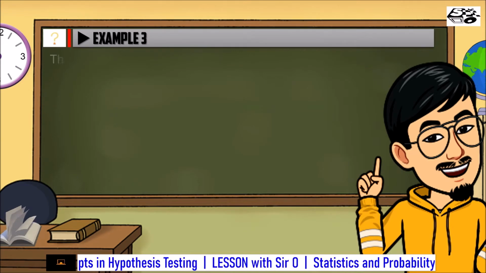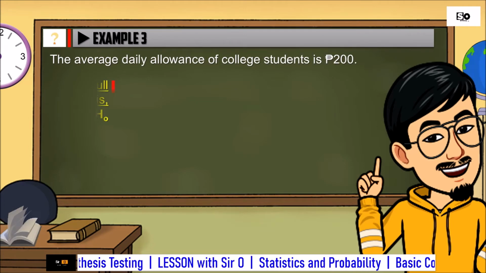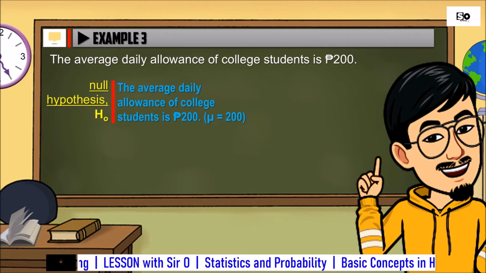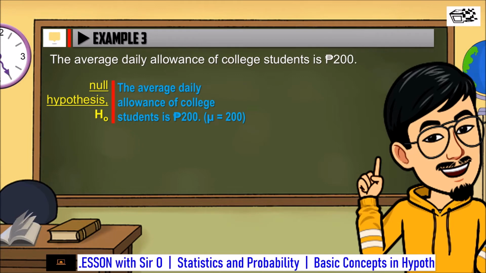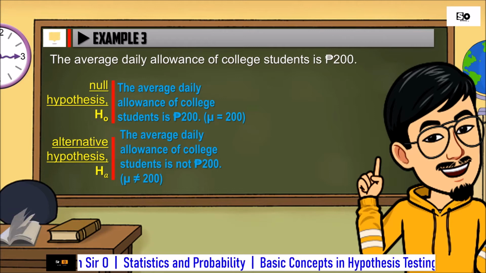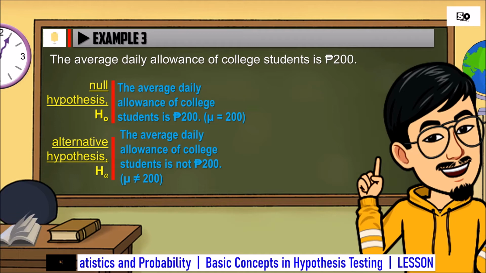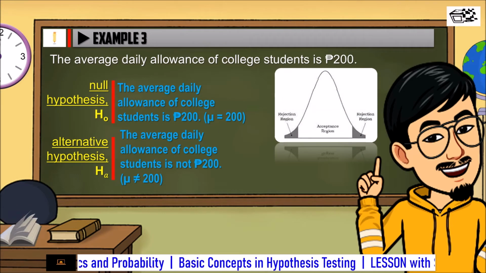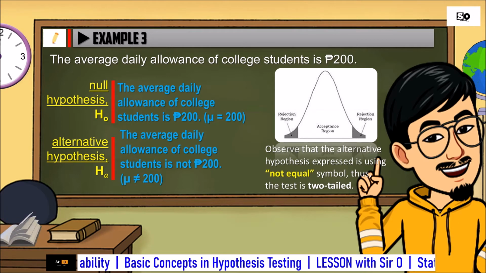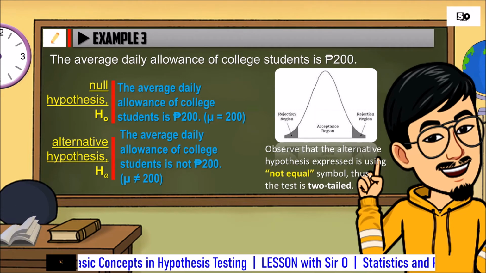Sample number 3. The average daily allowance of a college student is 200 pesos. Null hypothesis: the average daily allowance of a college student is 200 pesos, or mean is equal to 200. Alternative hypothesis: the average daily allowance of a college student is not 200 pesos, or mean is not equal to 200. Observe that the alternative hypothesis is expressed using the not equal symbol. Thus, the test is two-tailed.